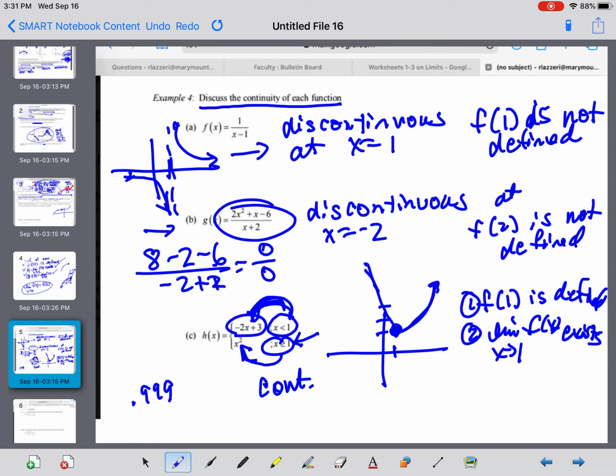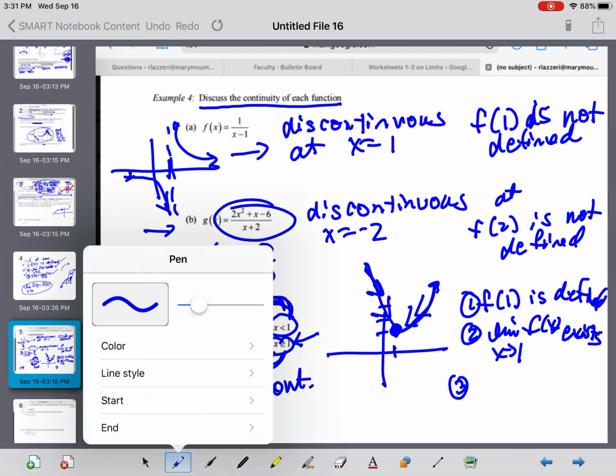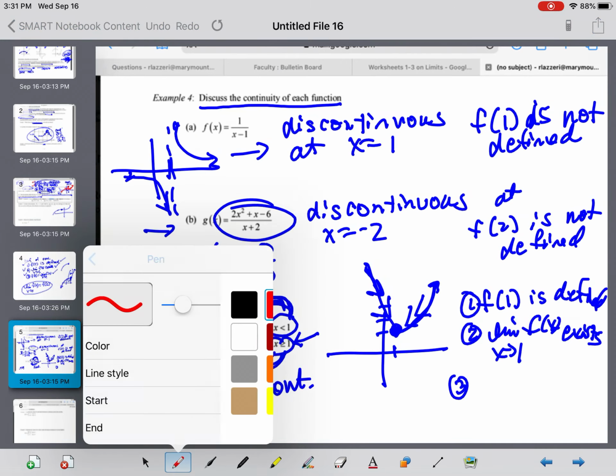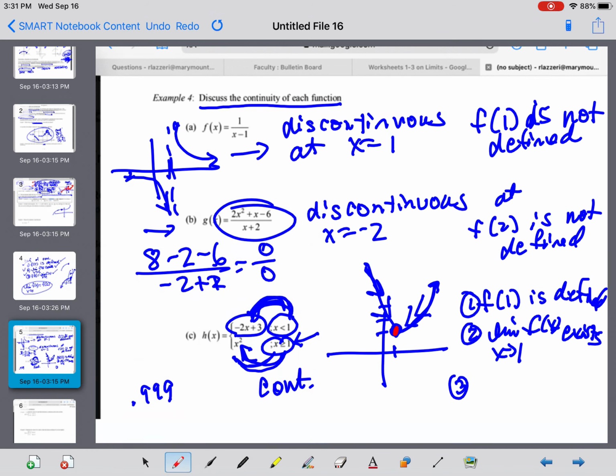If I come at 1 from the left, butting up right next to 1, I'm headed toward 1, 1 as I come this way from the left, and from the right I'm on this part of the parabola, and as I come at it this way, everybody's heading toward 1, 1, so the limit does exist. And number 3, f of 1 was defined. F of 1 was defined right here.